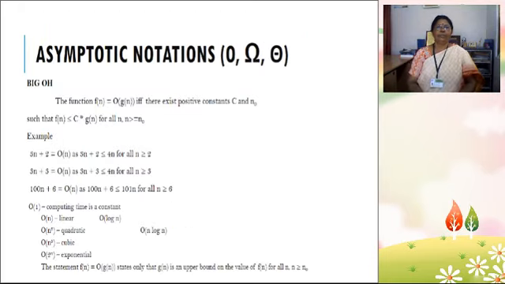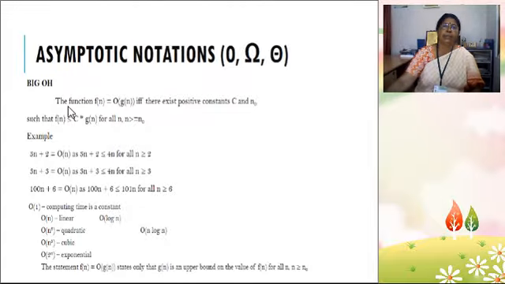So the asymptotic notations: the first one is big O, then omega and theta. These are the three important asymptotic notations. The first notation, big O. The function f of n is equal to big O of g of n if and only if there exist positive constants c and n0 such that f of n is less than or equal to c star g of n for all n greater than or equal to n0.